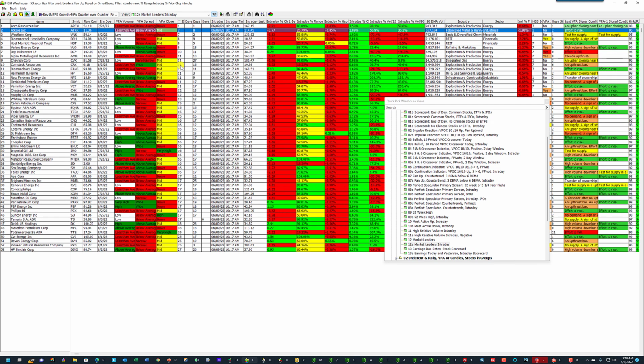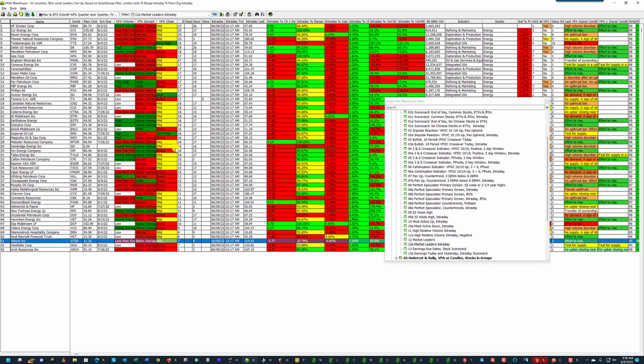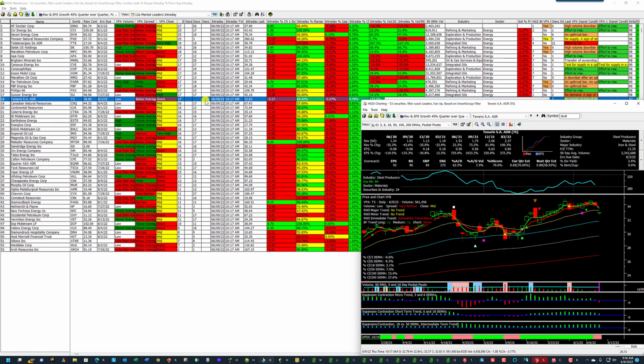Nothing close, but I sort on these looking for crossover days or close to crossover days. Now here's one that pulled back yesterday. How do I know that? Because the VPOC went down yesterday. You can see it down here.